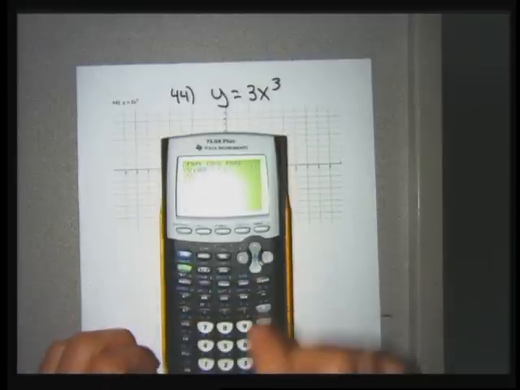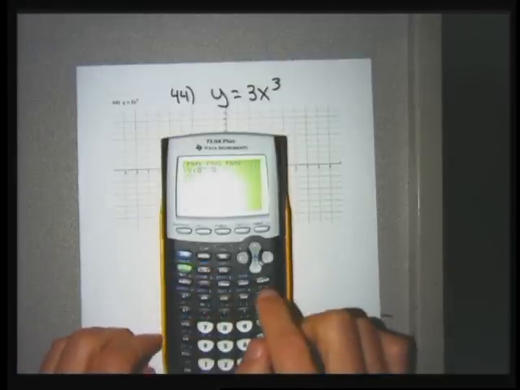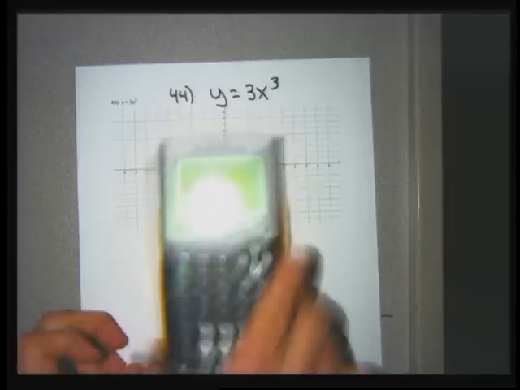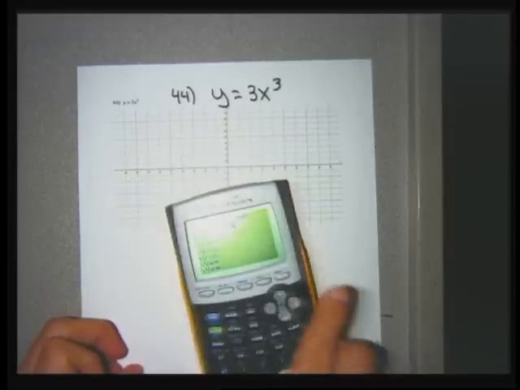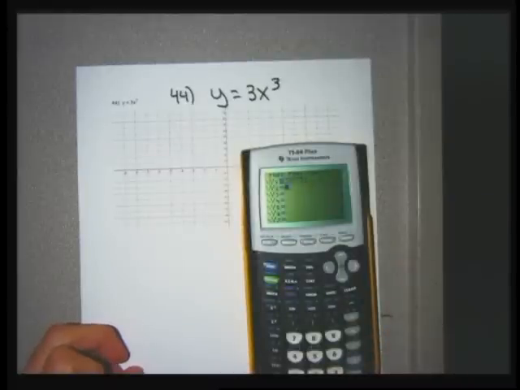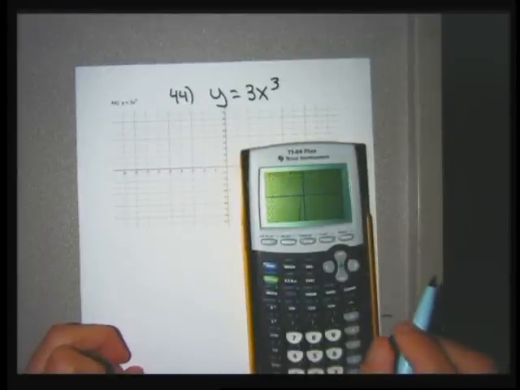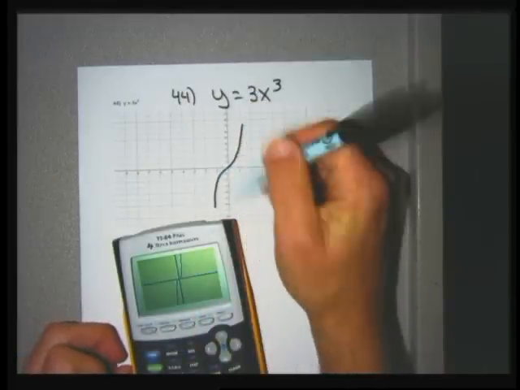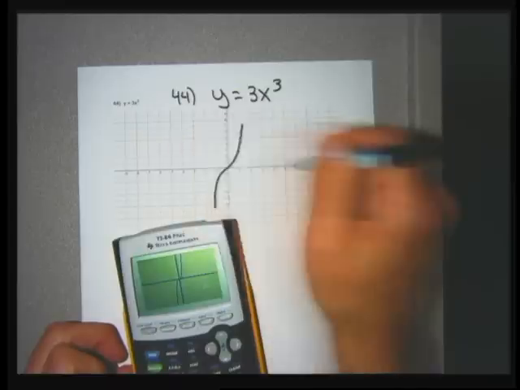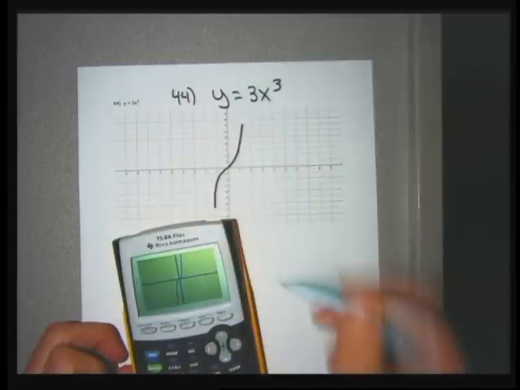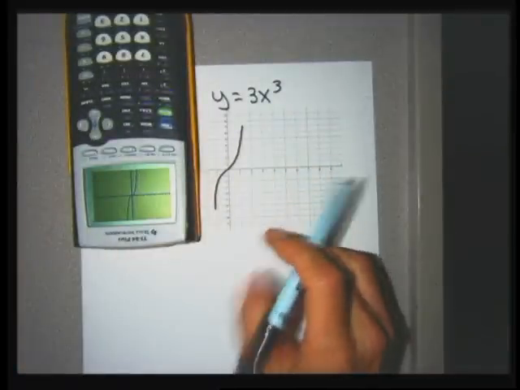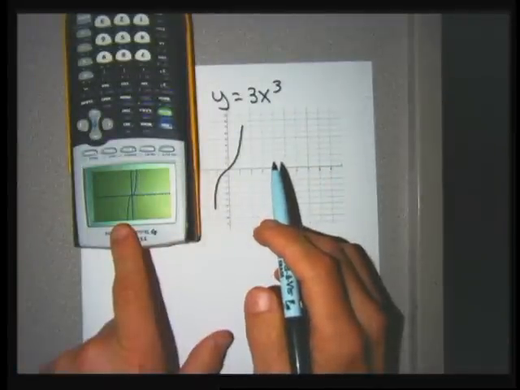Y equals 3x cubed. I clear the screen and use the caret button for the exponent, because there's not a special key for the cube. So 3x cubed, and I hit graph. It looks like that. That definitely doesn't have y-axis symmetry nor x-axis symmetry because it doesn't have reflections above the x and the y-axis. But if I turn this over and look at the graph upside down, it looks like it has symmetry to the origin.